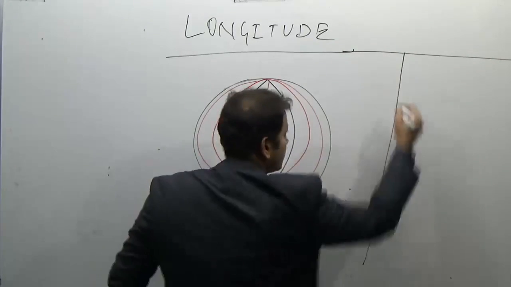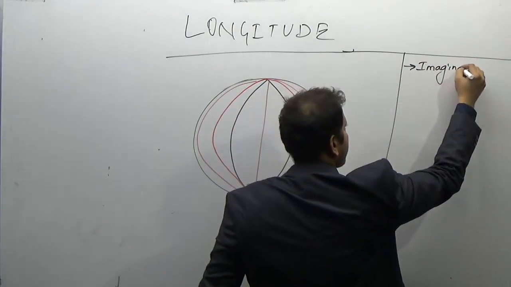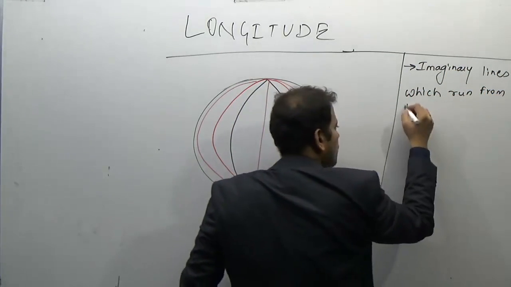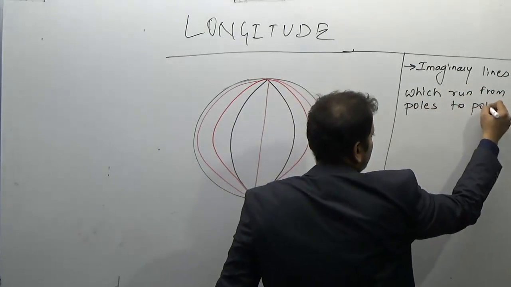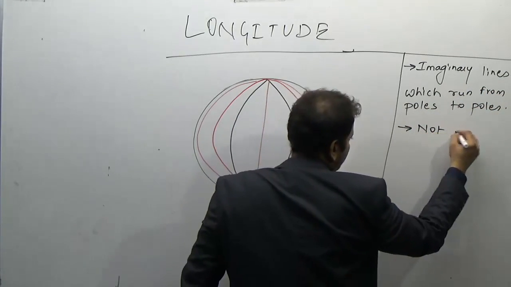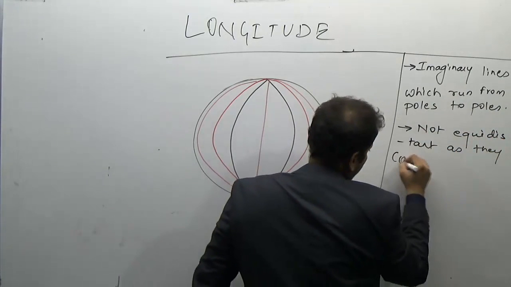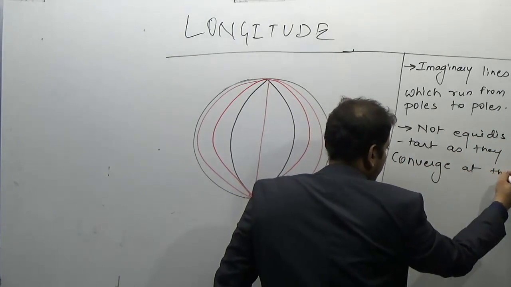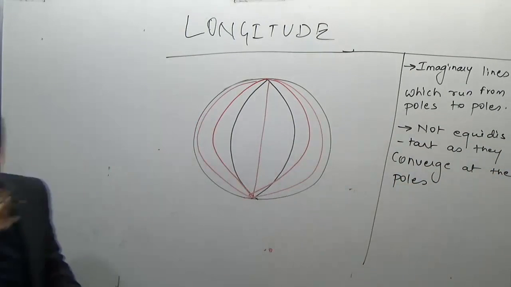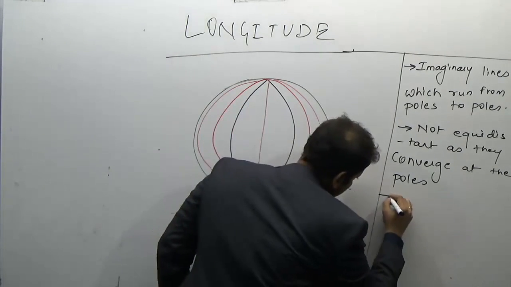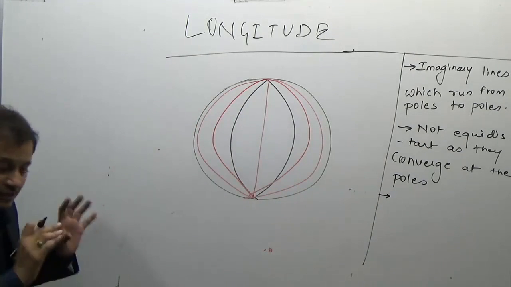These are the imaginary lines which run from poles to poles. They are not equidistant, as they converge at the poles. As they converge at the poles, therefore they are not equidistant.